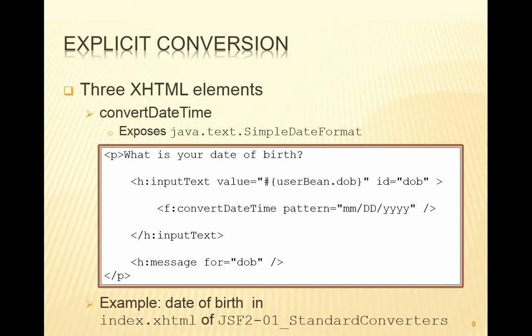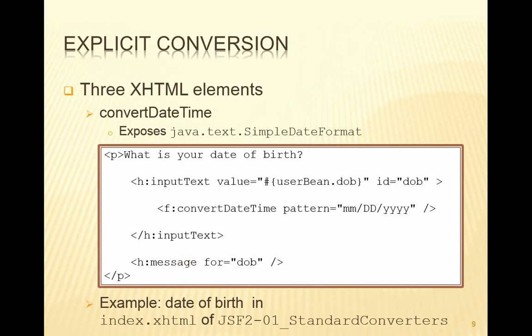I've just noticed a typo on that. That should actually be lowercase d's and uppercase m's. Notice that this tag, the convert date time tag, is nested within the input text tag. That's important. Also notice that if there is to be an error message for the conversion, it's going to be displayed here, and so we can identify the location of the message in our XHTML file.